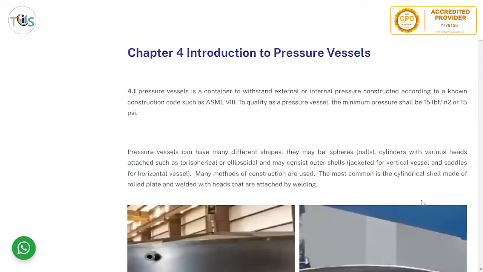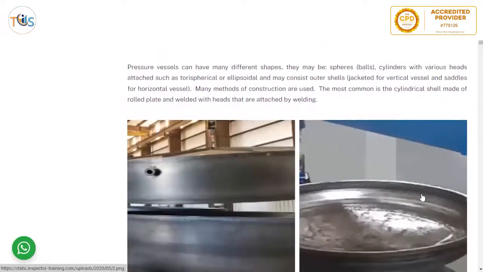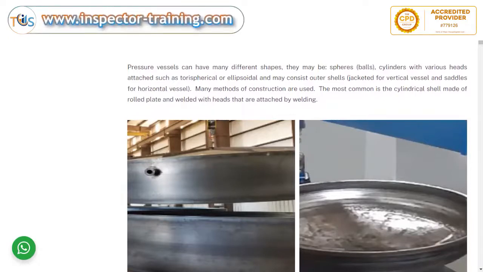Chapter 4, Introduction to Pressure Vessel. It is a container to withstand external or internal pressure, constructed according to a known construction code such as ASME Section 8. To qualify as a pressure vessel, the minimum pressure shall be 15 pounds per square inch, or 15 psi. Pressure vessels can have many different forms.